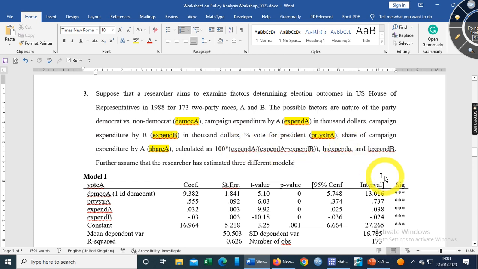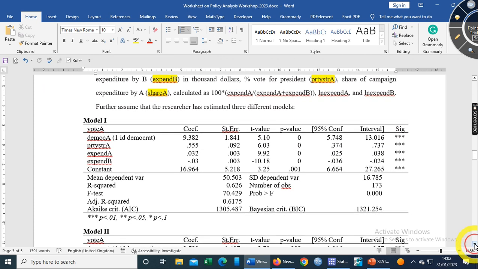Then expend A እና expend B ምን አደረግን? ወደ ናቹራል ሎጋሪዝም ቀየርን። ስለዚህ len expend B ማለት ናቹራል ሎጋሪዝም ኦፍ ካምፔን ኤክስፔንዲቸር ባይ B ማለት ነው። len expend A ማለት ናቹራል ሎጋሪዝም ኦፍ ካምፔን ኤክስፔንዲቸር ባይ A ማለት ነው። Based on this information, the researcher estimated 3 different models.